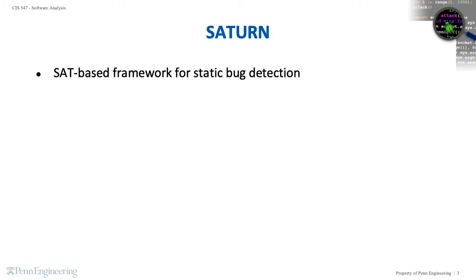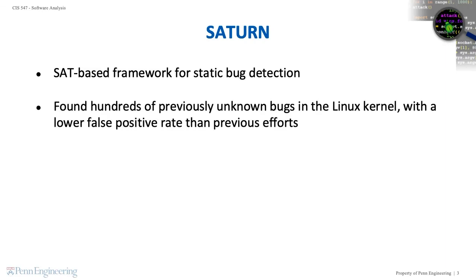As an example, the Saturn project from Stanford University in the 2000s developed a SAT-based framework for static bug detection. Saturn found hundreds of previously unknown bugs in the Linux kernel with a lower false positive rate than previous efforts.